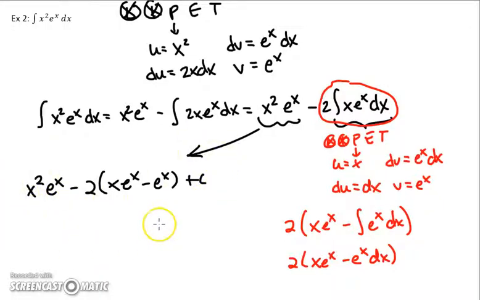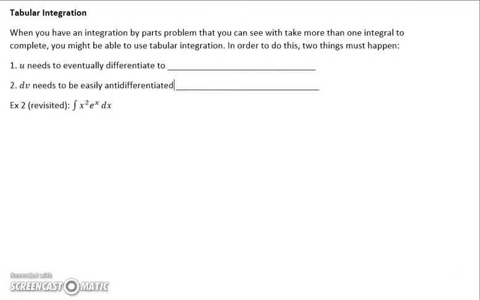So this is one of those weird problems where every so often we're going to have to use anti-differentiation by parts more than once. We're going to get to this integral and we're stuck again. So if that happens, there's a thing called tabular integration. If you have an integration by parts problem that you can see is going to take more than one integral to complete, you might be able to use tabular integration.